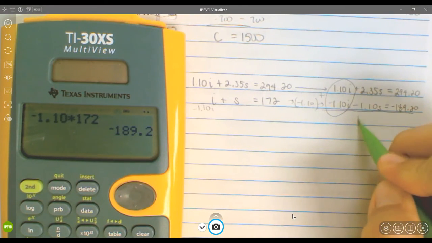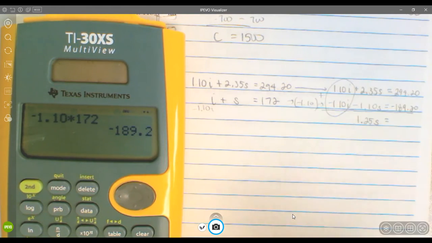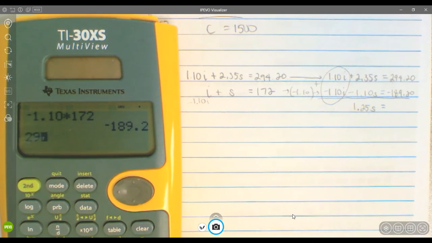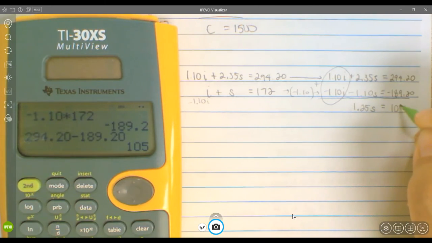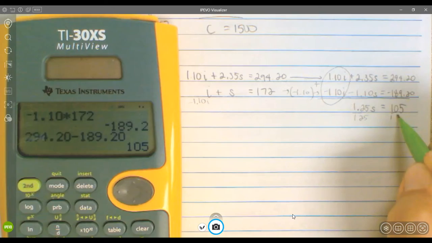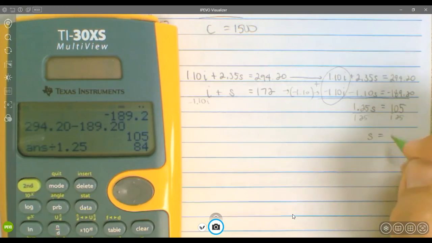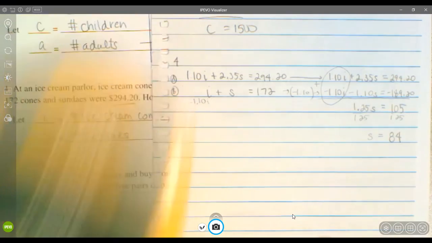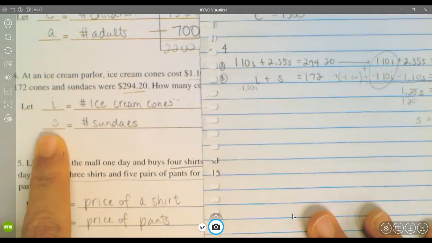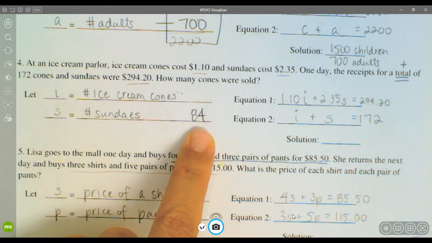And when I do that, 2 minus 1 is 1. 35 minus 10 is 25. So I really have 1.25S. And I'm going to take 294.20 minus 189.20, and I'll get 105. And now in order to solve for S, I'm going to divide by $1.25, and I get 84. S equals 84. What does 84 equal? Oh, 84 is the number of sundaes. So there are 84 sundaes.